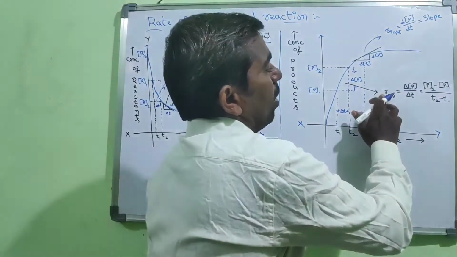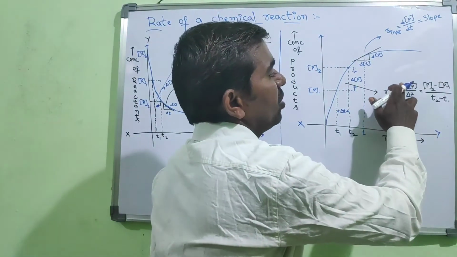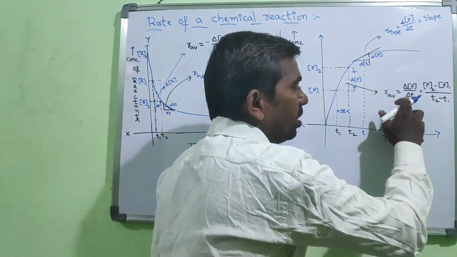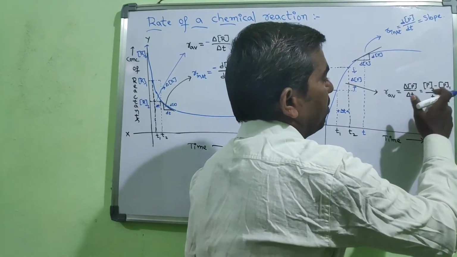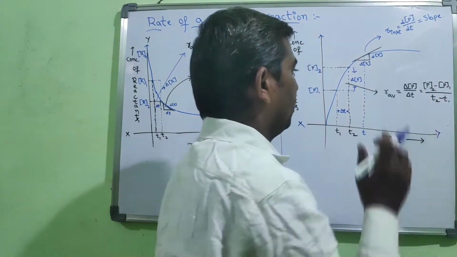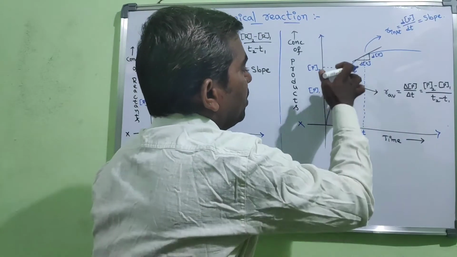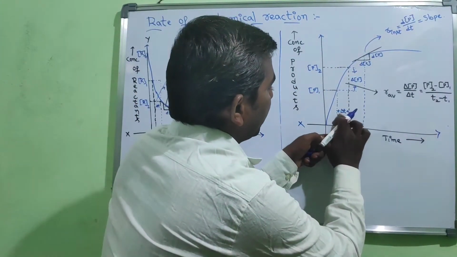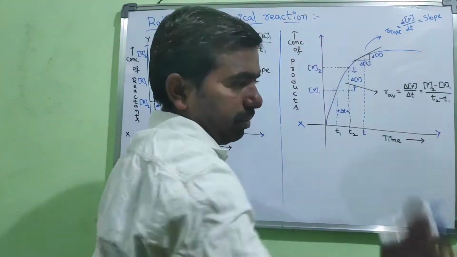Now R average, the average rate of a chemical reaction, equals change in the concentration of P divided by change in the time. That is, concentration of P2 minus concentration of P1 divided by T2 minus T1. So it is written on the basis of this change. Here is the change in the time, and this represents the change in the concentration of a product.